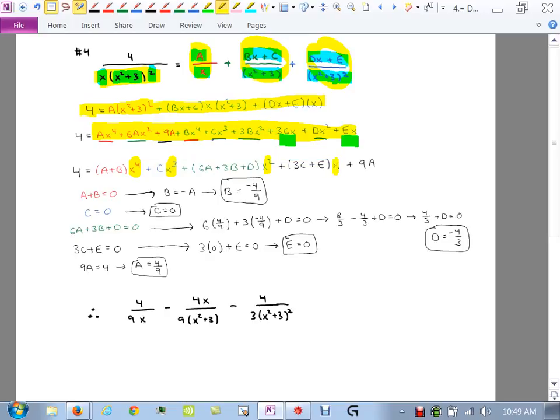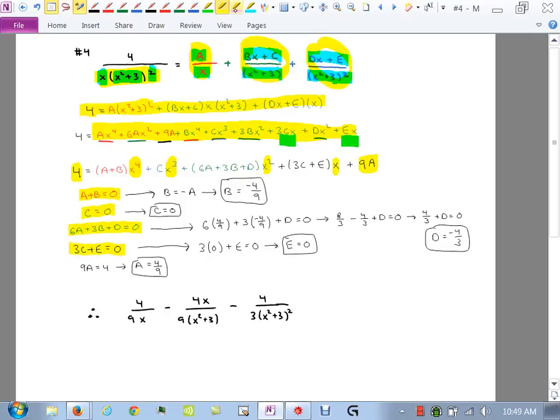My x terms, and then my terms that don't have any x's. I match that up with the left side. Since there are no x to the 4th terms on the left, I know that a plus b has to be 0. Since there are no x cubed terms, I know that the c must be 0. Since there are no x squared terms, I know that all of the stuff in front of x has to be 0. And then since there's no x terms on the left side, this 3c plus e must be 0.